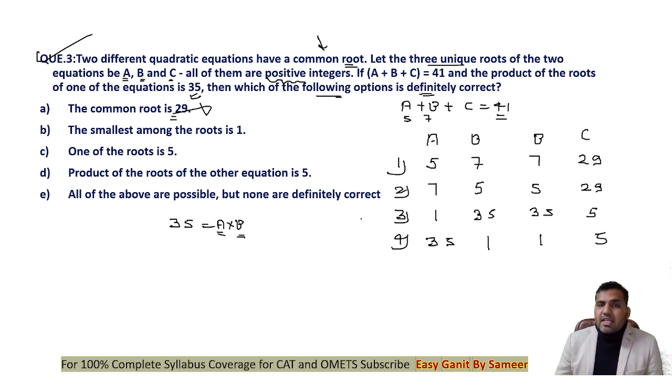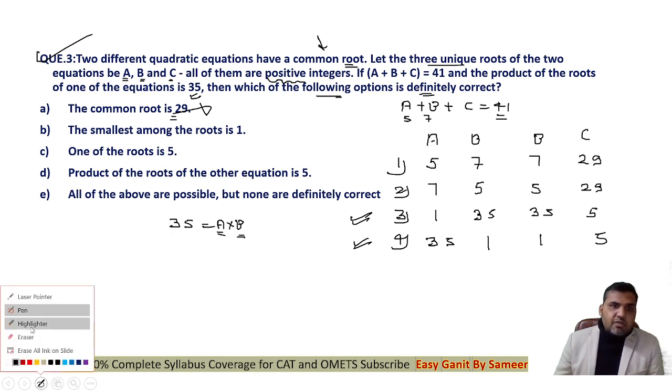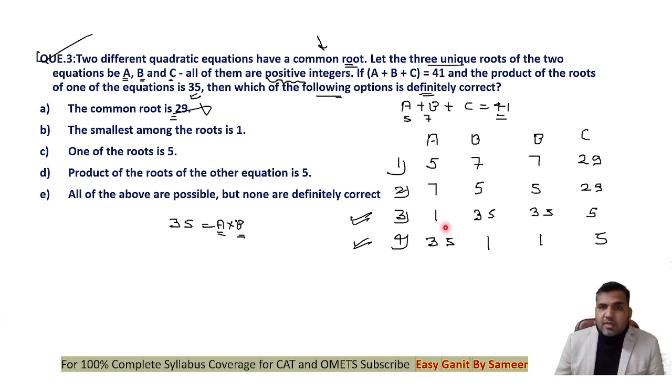You see that if I look at case 3 and case 4, then definitely the common least value, the smallest among the roots, is 1, right? You can see that here. But in the first two it is not true. We have four possible cases. Smallest among the roots is 1 is happening only in case 3 and case 4.